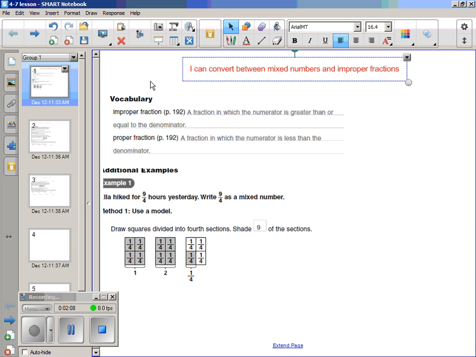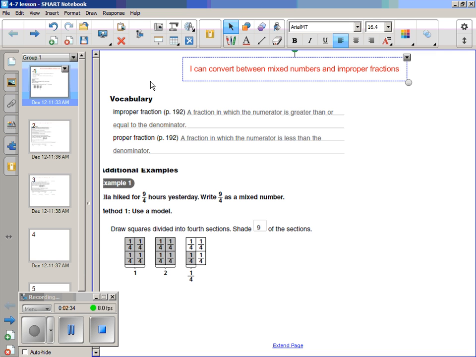Okay, so we do need to be able to convert between both and know which is which and when to use what. Okay, so improper fraction: the numerator is greater than the denominator. Numerator is big, denominator is smaller. A proper fraction is just when the numerator is less than the denominator.